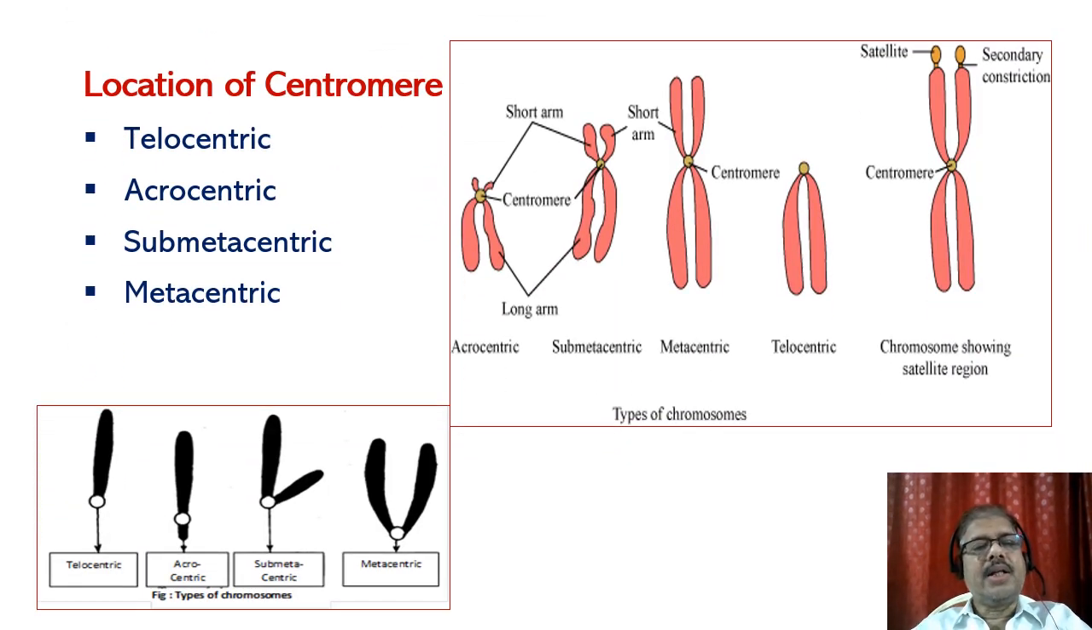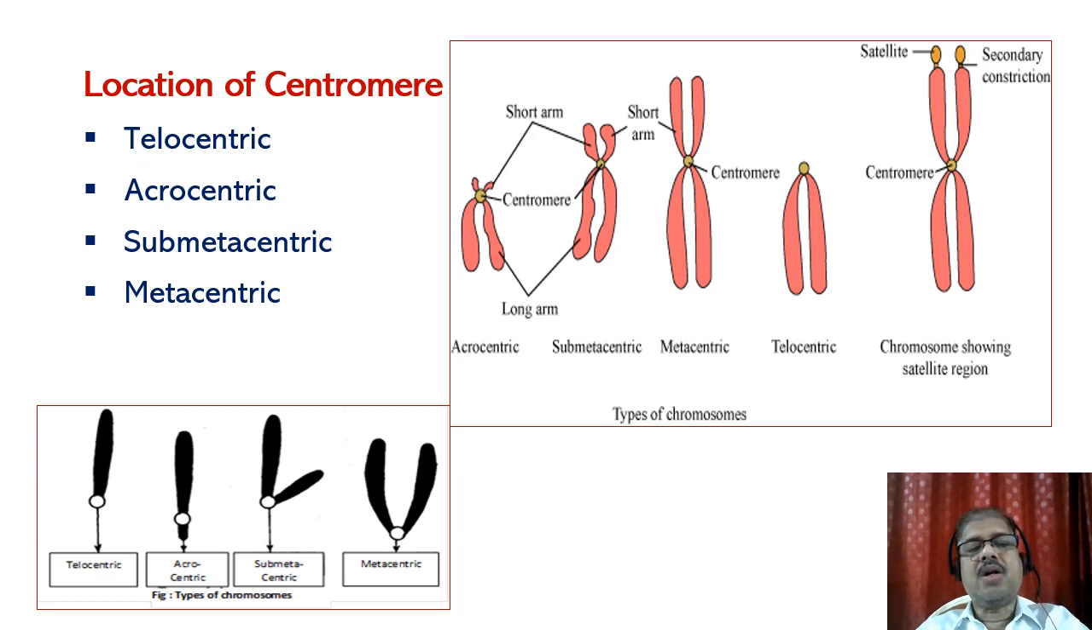So now, the classification of chromosomes based on the location of the centromere. First one is telocentric, a rod-like chromosome where the centromere is present on the proximal end. No p-arm or short arm is present. Telocentric chromosomes are not found in human beings.